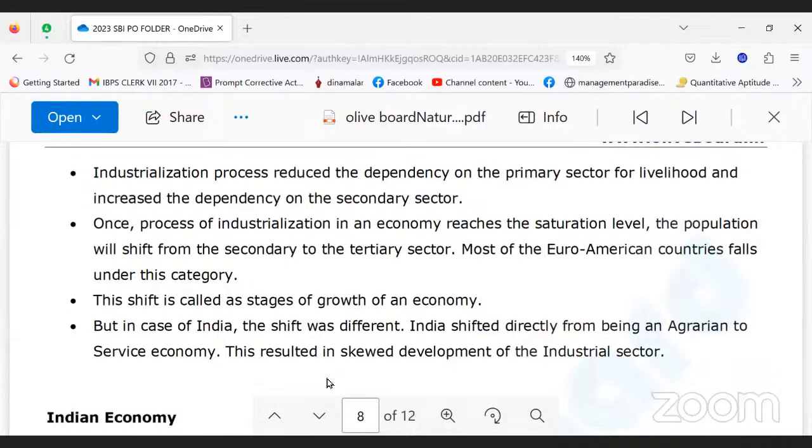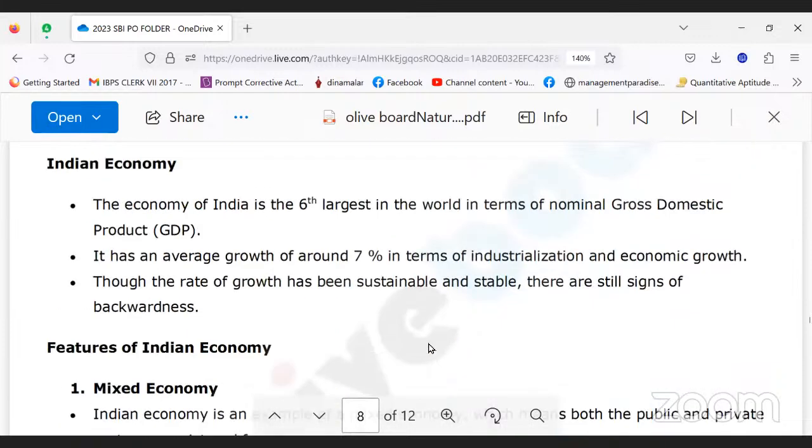Most of the Euro-American countries fall under this category. This shift is called the stages of growth of an economy. But in the case of India, the shift was different. India shifted directly from being an agrarian to a services economy. This resulted in skewed development of the industrial sector.